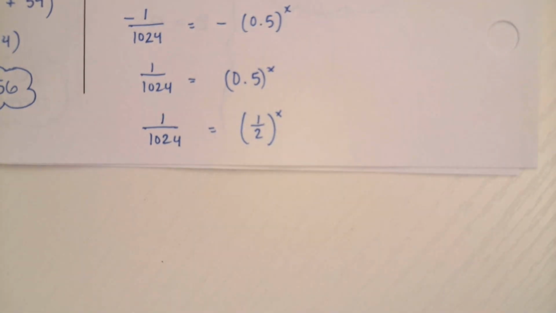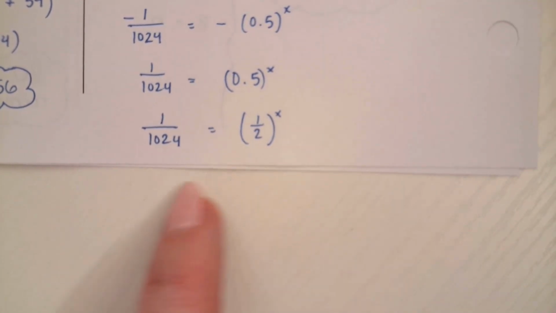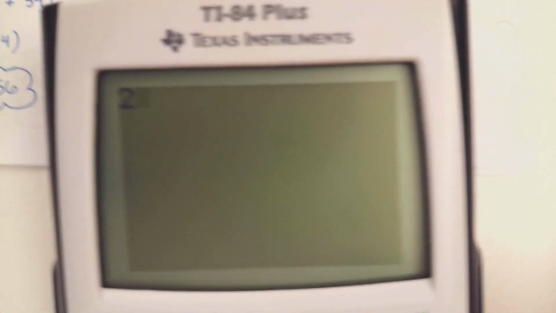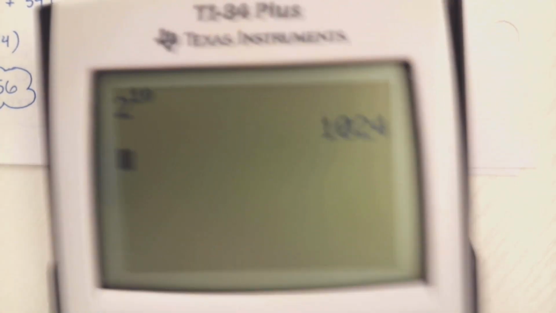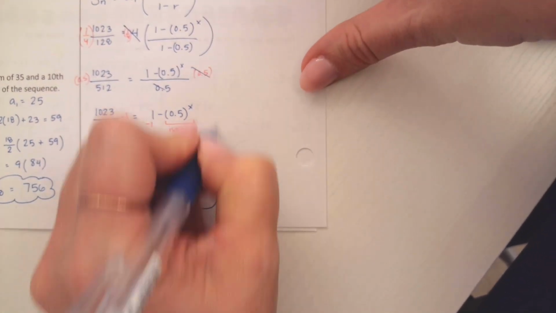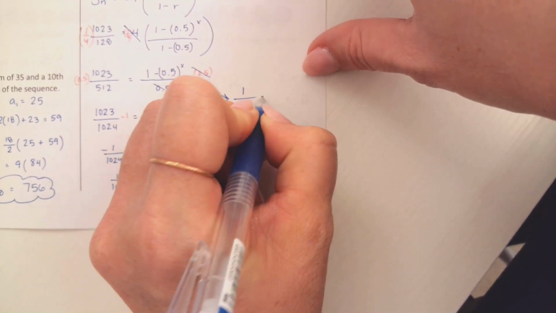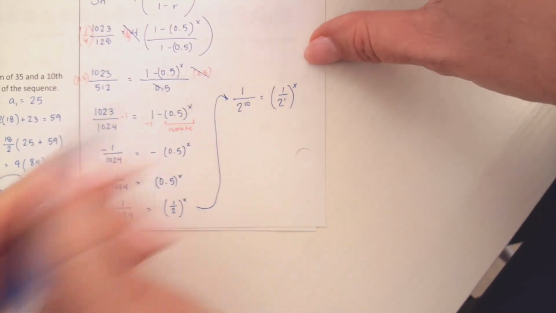Yes, we need to rewrite these with both of the same bases. These are both powers of 2. So we got to figure out 1024 is 2 to the what power? 2 to the 10th power? It is, yes. Alright, so I'm going to move it over here. So that would be on the left side 1 over 2 to the 10th power. On the other side, that's just 1 over 2 to the 1st power. How do we get them out of fractions?